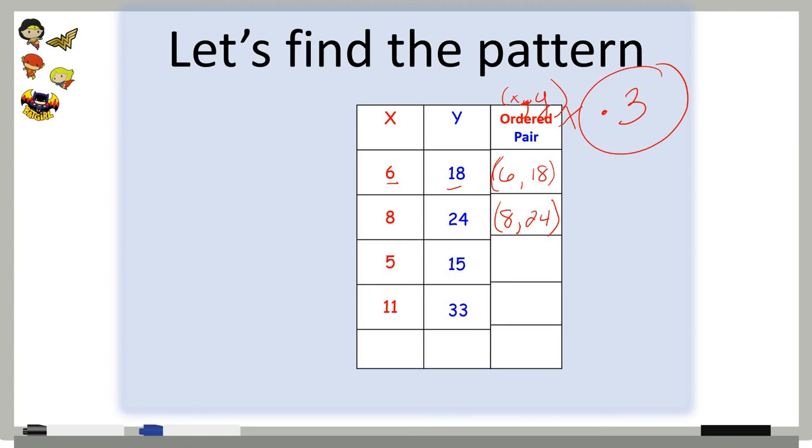I would like you to try the next two on your own. Go ahead and pause, and then when you're done, come back and check your answers. So you should have gotten 5, 15, and then 11, 33. Okay. I want you to go ahead and fill out your own on the bottom here. So choose your own input, find the output, and then create your ordered pair.